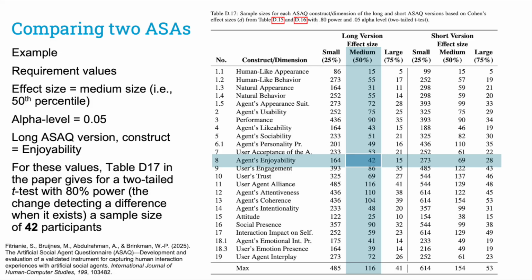Now, if we say we want to be able to measure a medium-size difference, if there is a difference between the two agents, then we could look it up. And in the paper, we specifically put tables there for a t-test with a power of 0.8. So an 80% chance, if there is a difference, to find it. And there we can look it up. Now here I've highlighted agent enjoyability, we want a medium-sized effect. That would mean 42 participants that we would need in our study.